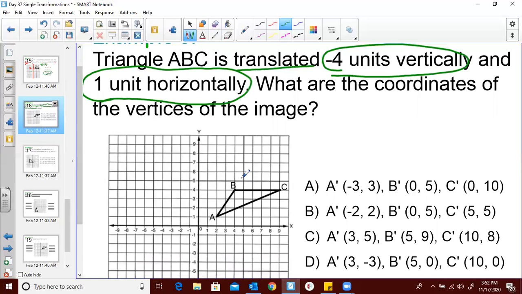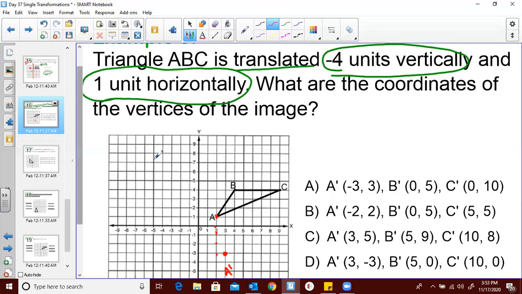All right, let's start with A. So A is going to be translated -4 units vertically. So it's going to go down 4. 1, 2, 3, 4. Let's chill here. And then we're going to go to the right one because it's 1 unit horizontally. So it's positive 1 unit horizontally. So this is going to be an A prime.